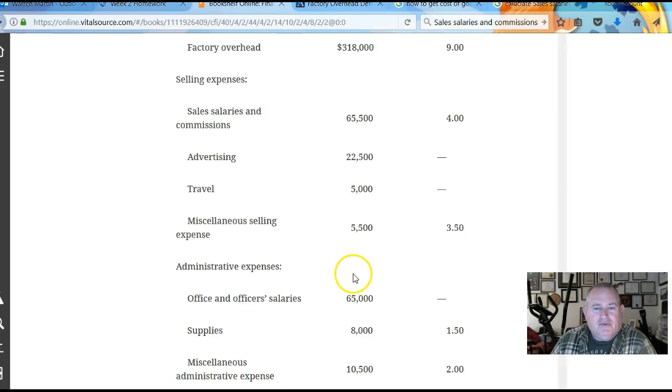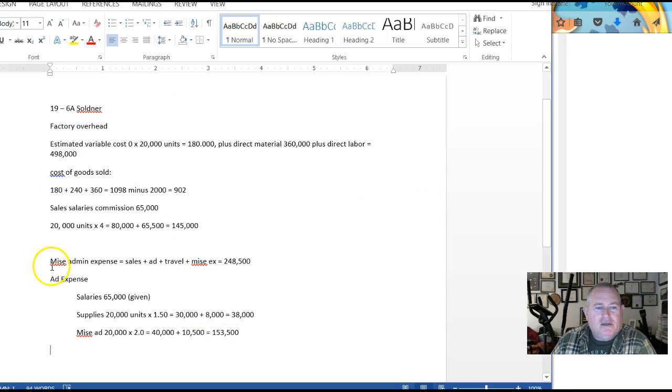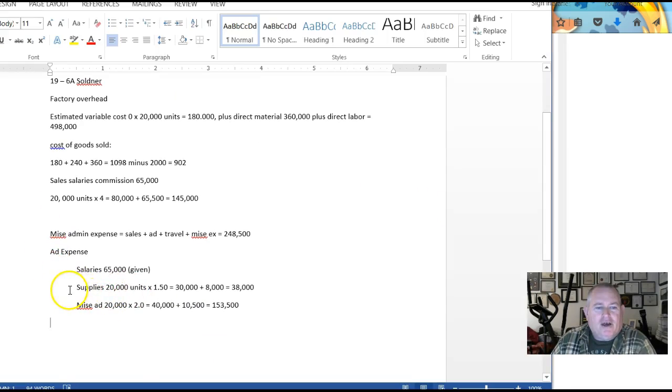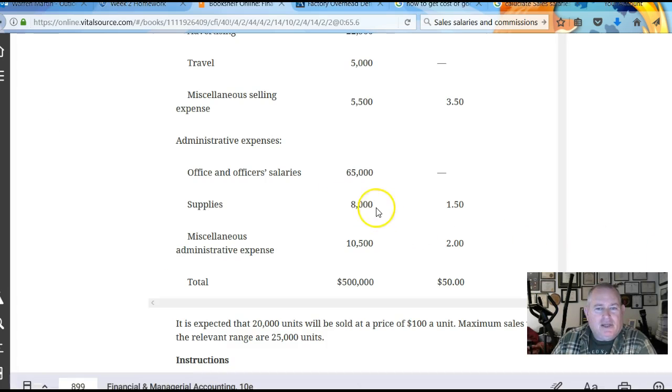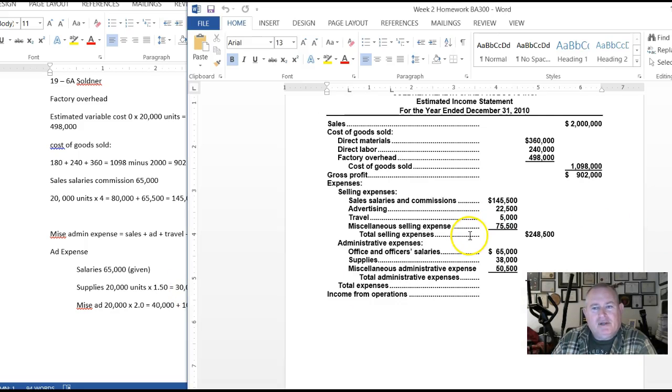This is given to you here, the 65. The supplies, here again you've got this number, 1.5 times 20. Okay, 1.5 times 20 equals 30, plus the 8,000. There's that 8,000. So 1.5 times 20 equals 30, plus the 8 gives you the 38. And that's where we get that 38 from.